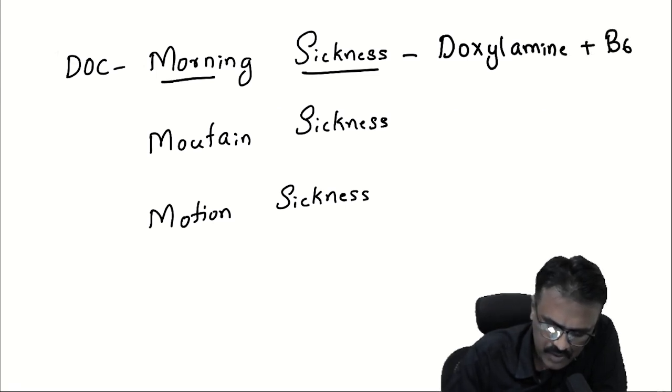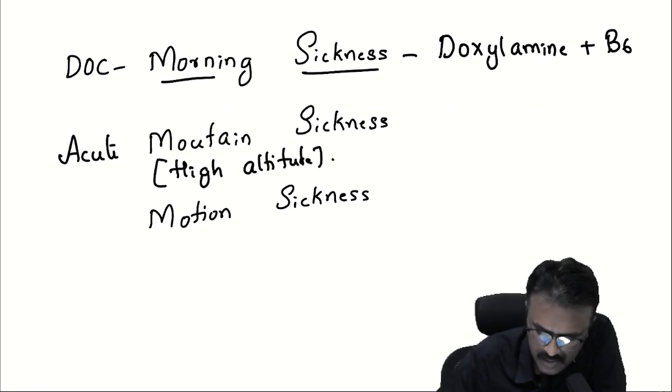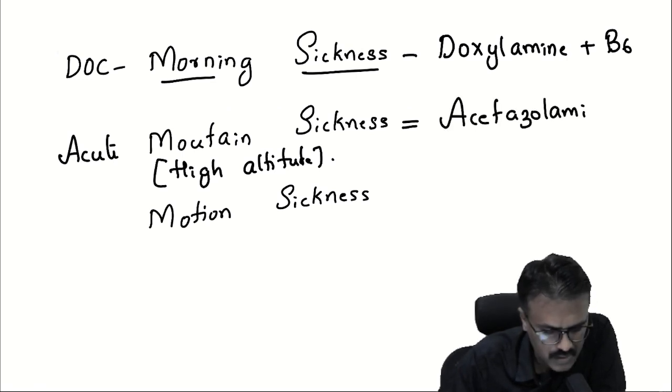Then what is the drug of choice for acute mountain sickness? Acute mountain sickness is also called high altitude sickness. High altitude sickness, the drug of choice is acetazolamide. Very good. Yes, doxinate, doxylamine, both are same, Lakshman.